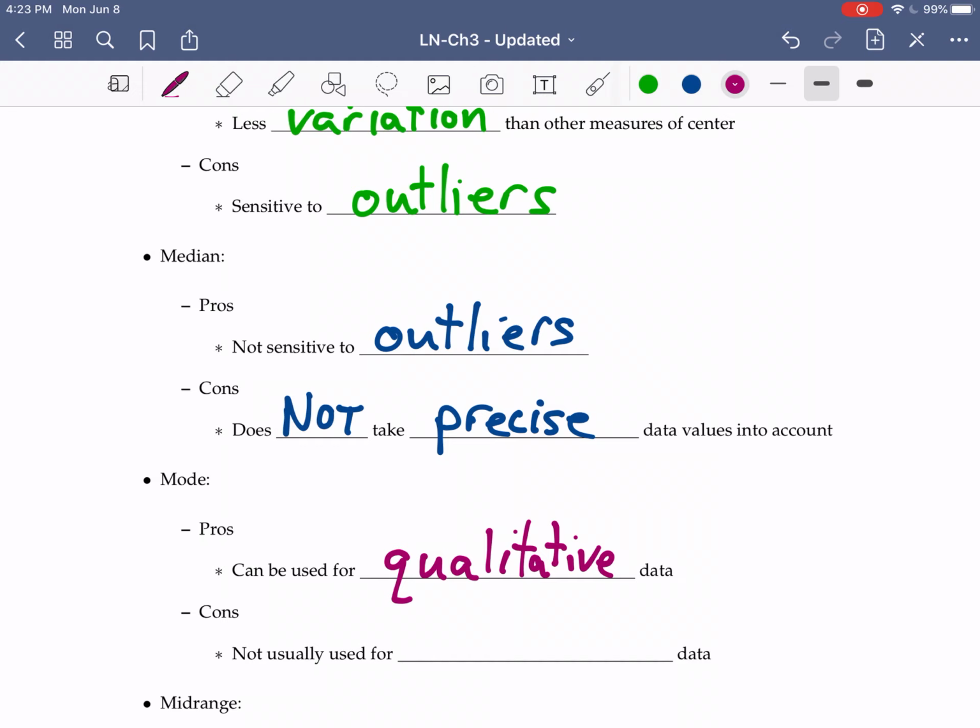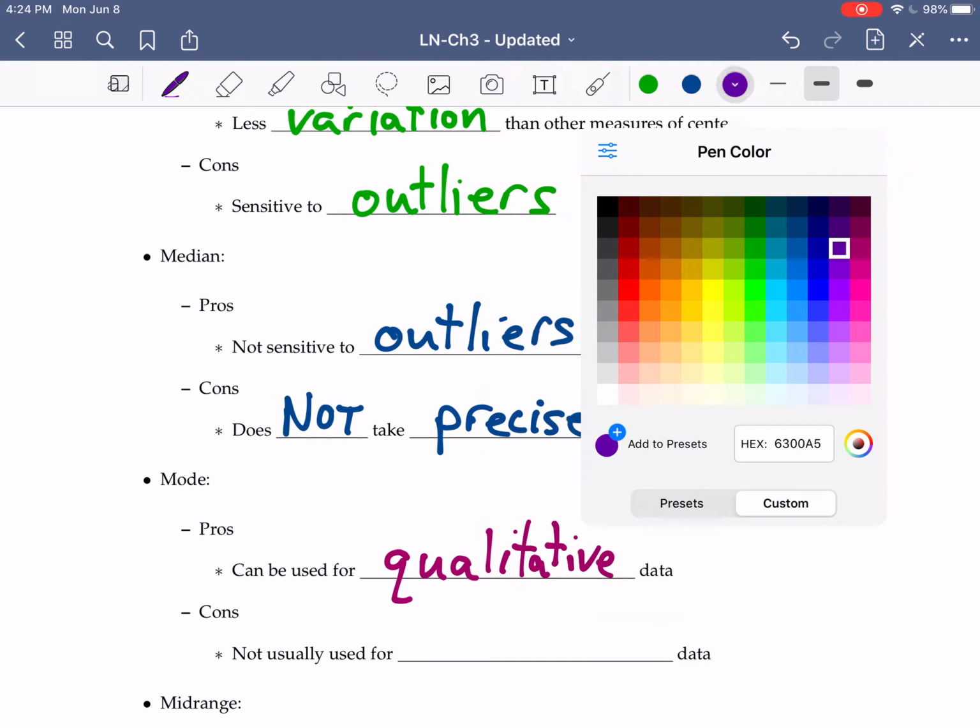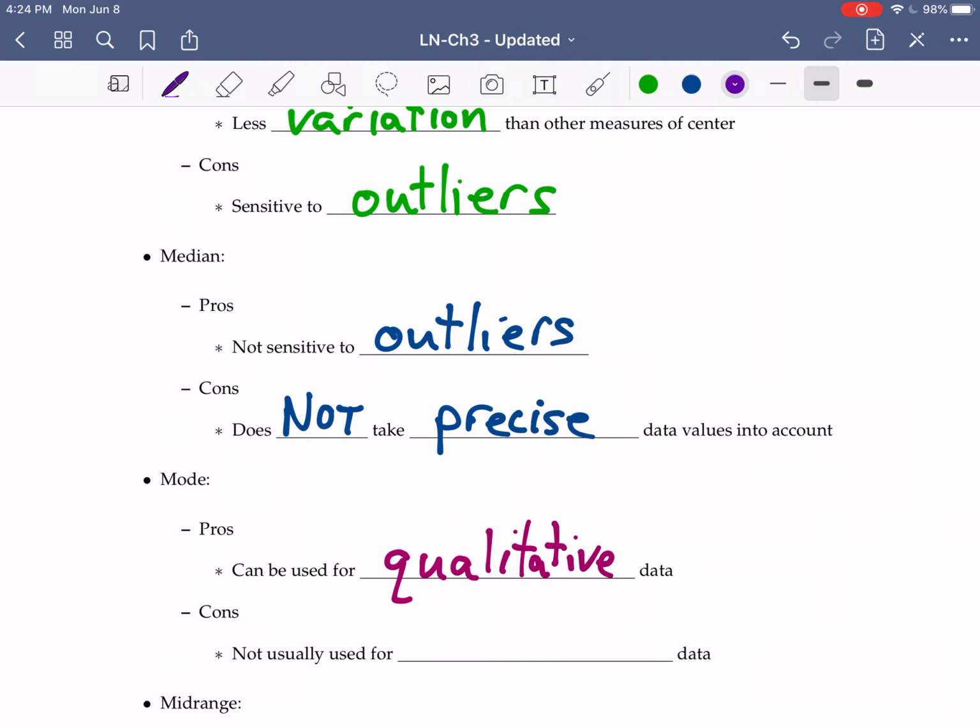If you were looking at class rank, freshman, sophomore, junior, or senior, what class a student is in, and you wanted to know what is the kind of middle or average class, well, you could say, I don't know what you mean by average class. I can say, here's the class that shows up the most. There are more freshmen than any of the other 3 classes. Right? So for qualitative data, a mode can be used. It's not really used for quantitative data.